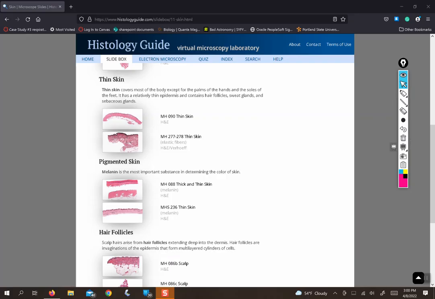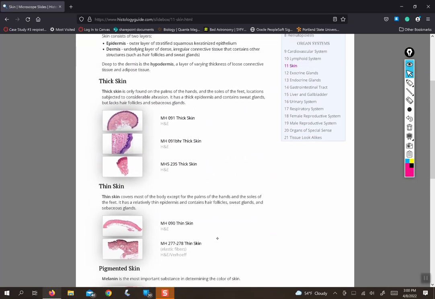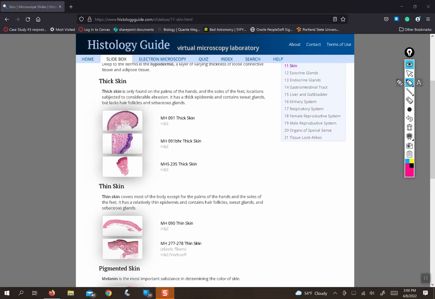So, I'm gonna just undo my little whiteboard there. So, skin comes in two varieties. There is thick and thin skin. So as it says on histology guide here, thick skin is only found on the palms of the hand and the soles of the feet.